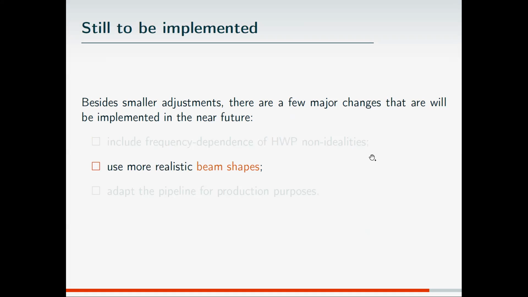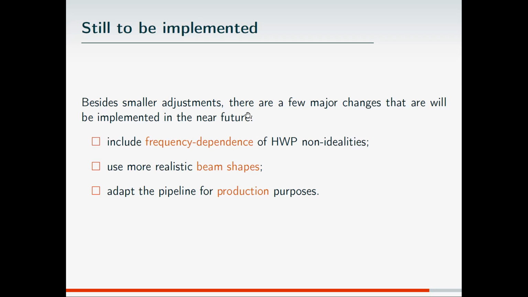integrate on the frequency afterwards. Use some more realistic beam shapes because so far I'm only dealing with Gaussian symmetric beams, and then adapt the pipeline for production purposes. But I think this is something that I need to do even just to get to these two stages, because probably it would get a bit more expensive and I need to run it on a cluster rather than on a simple Jupyter notebook.